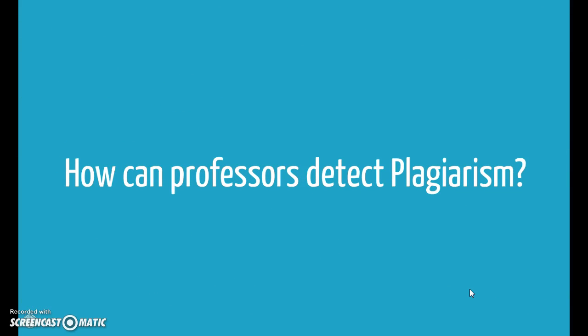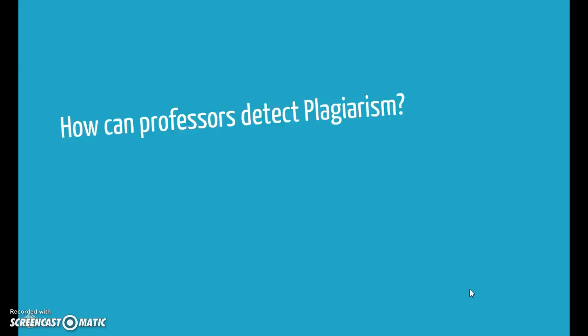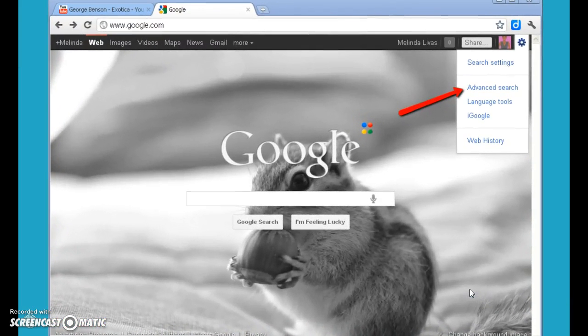How can professors detect plagiarism? Believe it or not, a basic Google search can help detect plagiarism. All they have to do is type in some of the content that you have for your paper, put it in the search box, and if it comes up, then that means more than likely you took that information from the web.